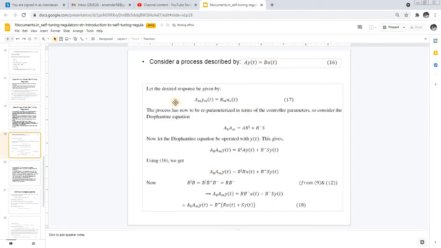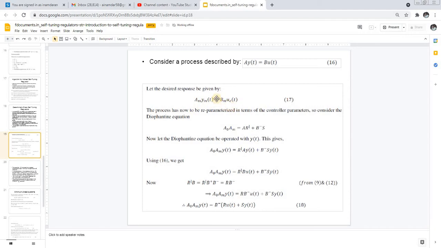Now we will start the derivation. First of all, consider the process, which is SISO, a single input single output system, which we have already seen. Here v(t) is missing because the disturbance is kept at 0. So the process is only A y(t) equals B u(t), where A and B are polynomials. This is the control, and let the desired response be given by Am ym(t) equals Bm uc(t).